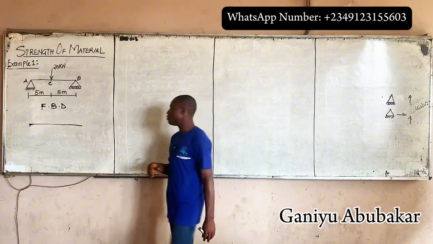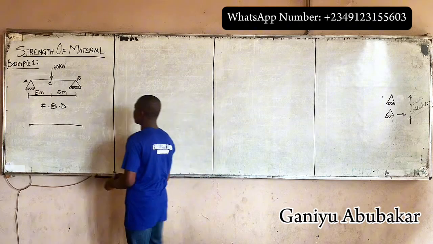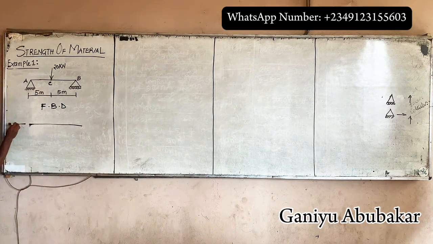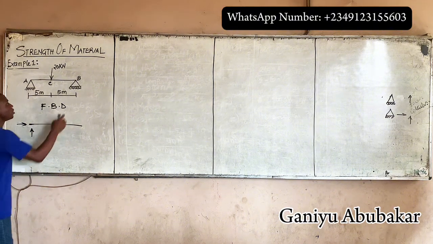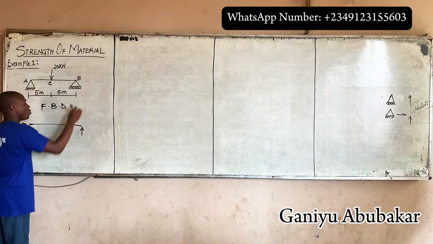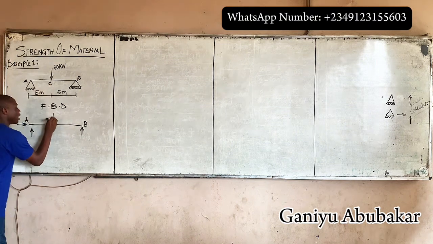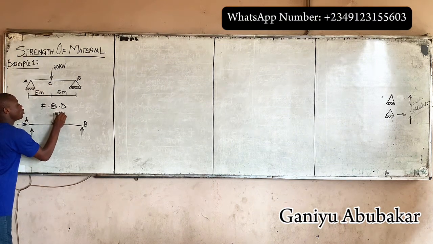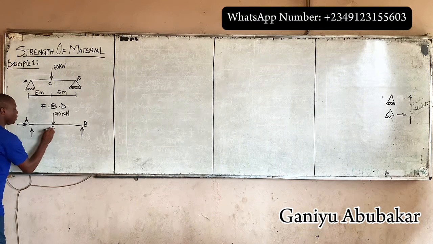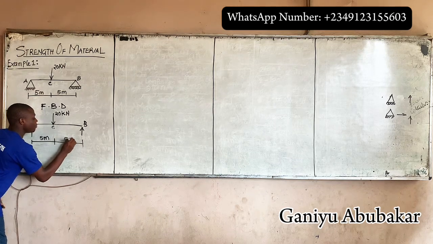Alright, let's look at the free body diagram for this. This is a pin. Of course, a pin will have two reactions there. So I'll have a horizontal and a vertical reaction. The last support has just a vertical reaction. This is point B, this is my point A. At the center here, I have a 20 kN load as my point C. Mind you, the distance from here to here is 5 meters. The distance from here to here is also 5 meters.